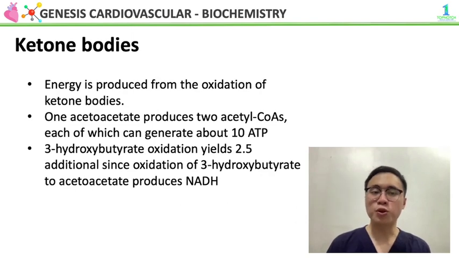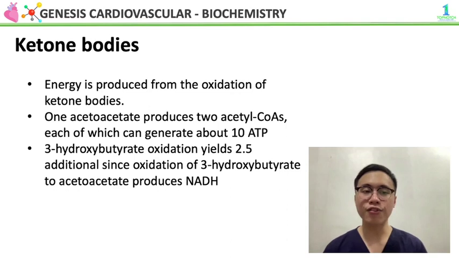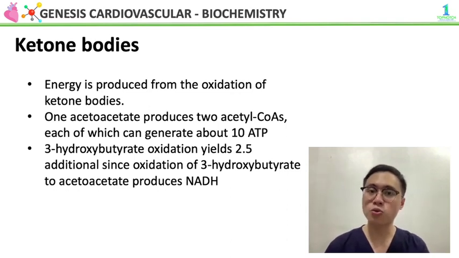Energy here is produced via the oxidation of the ketone bodies. One acetoacetate will produce 2 acetyl-CoAs, each of which would generate around 10 ATPs through the TCA cycle. So that's around 20 ATPs since you have 2 acetyl-CoAs. On the other hand, 3-hydroxybutyrate oxidation would yield an additional 2.5 ATPs, because the oxidation of 3-hydroxybutyrate to acetoacetate gives you an NADH. And you know that you can also generate ATP from that.